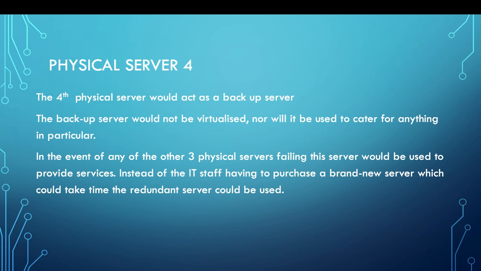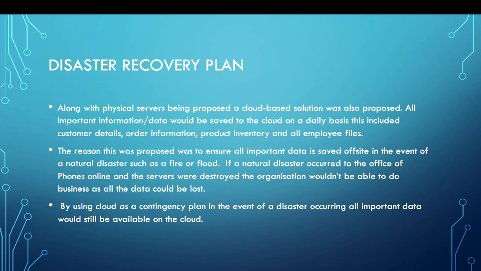The fourth physical server would not be virtualized. Nothing would really happen on the fourth physical server except that it would act as a backup server. So in the event of any other server failing, this server would be on standby and would be used to ensure that the network is fully operational 24/7.